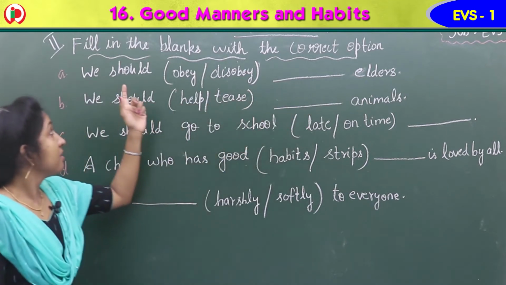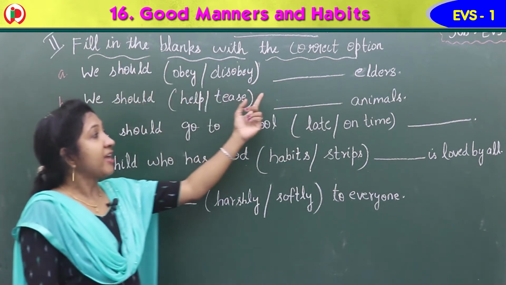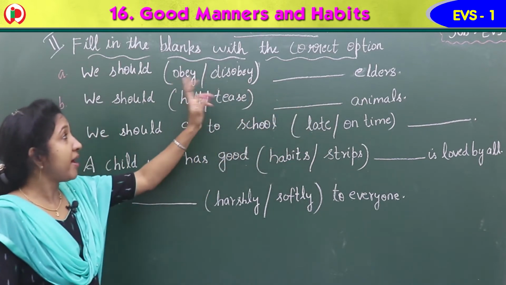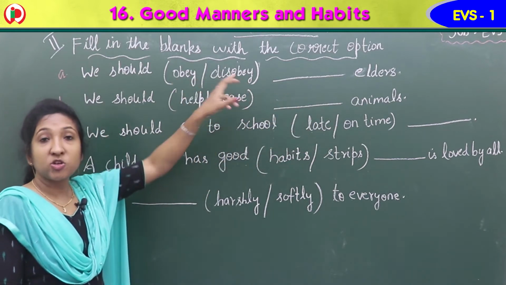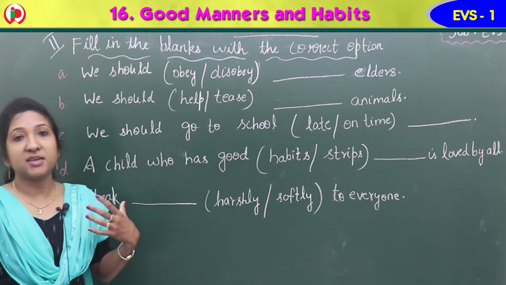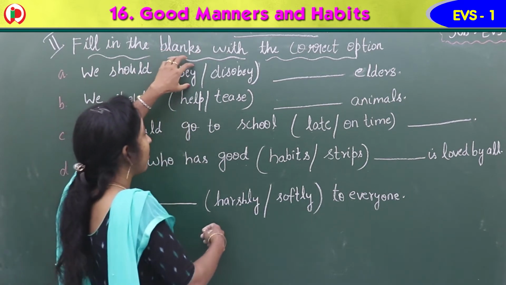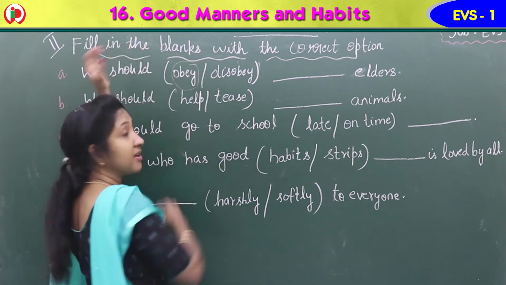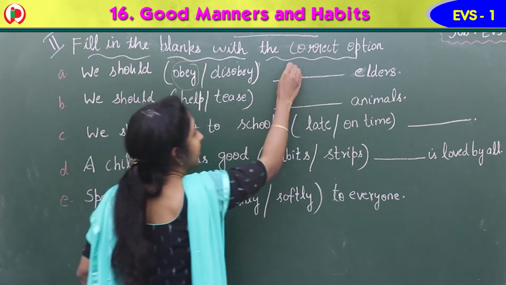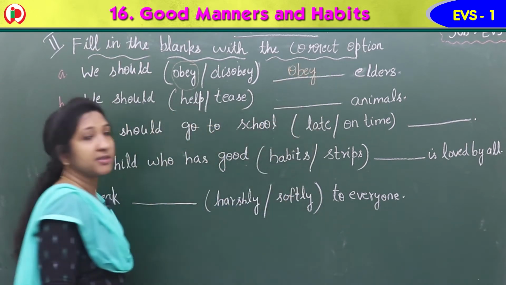Okay. So first one, A. We should dash elders. We should obey, disobey. We should respect elders, or we should obey elders, means respect. So the correct answer is obey. This is the correct answer, isn't it? So obey, O-B-E-Y, obey elders.